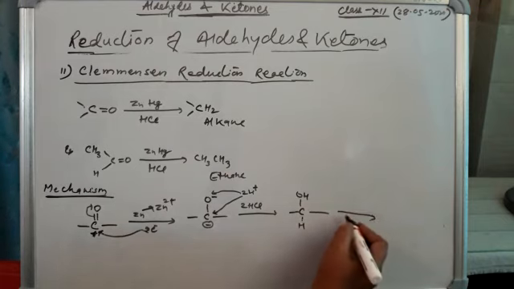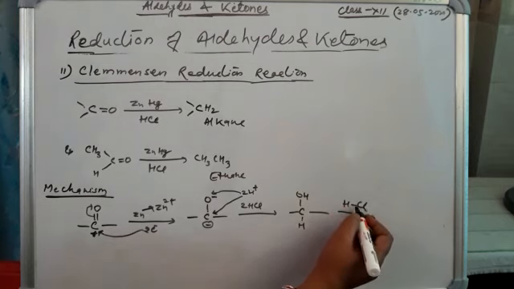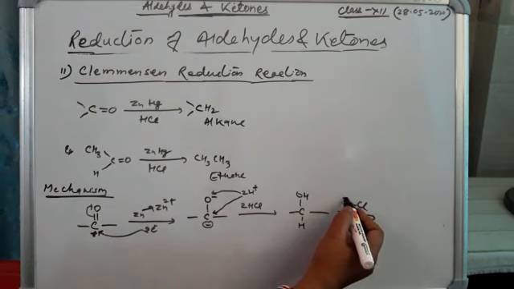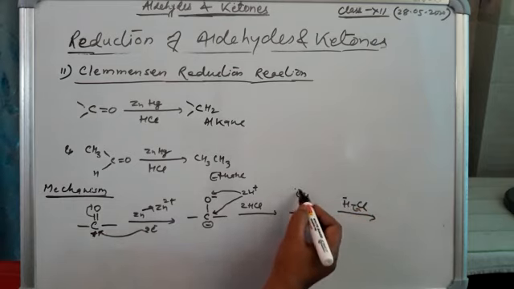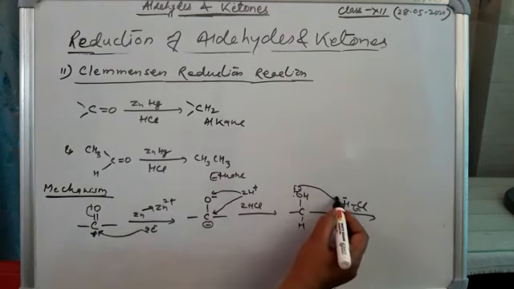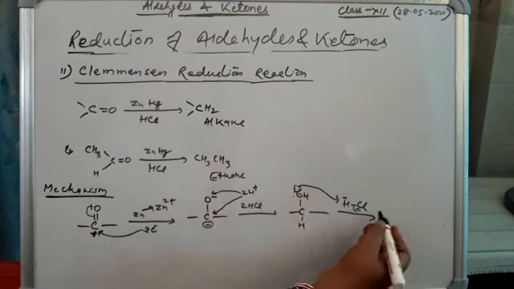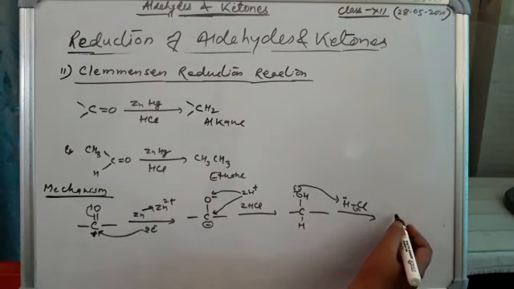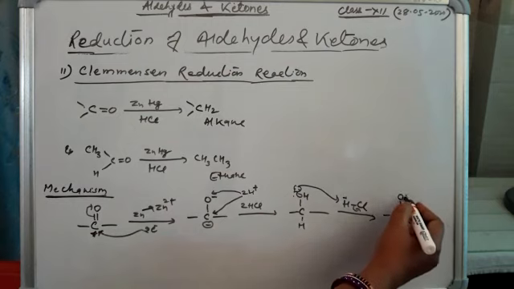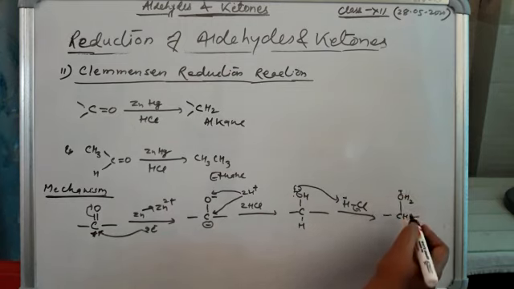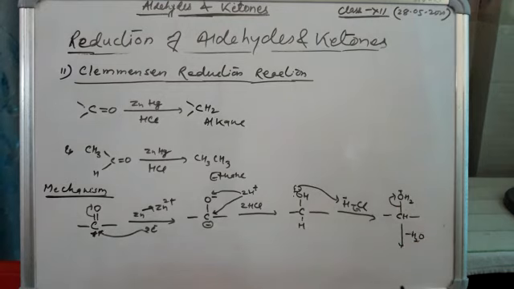Further, this is treated with HCl. As we know, oxygen is more electronegative, so hydrogen in the form of H+ is taken by the lone pair of electrons present on the oxygen. Simply, the removal of water takes place. Here it becomes CH and here becomes OH2, so removal of H2O takes place.